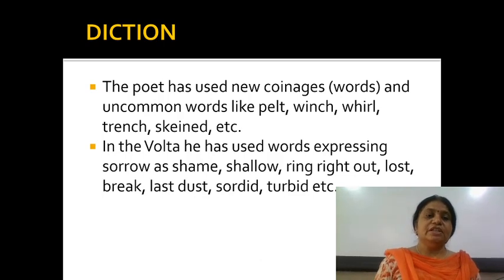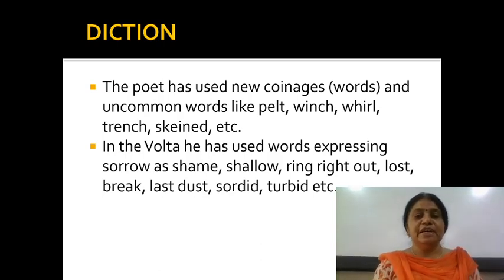Now, what is diction? Diction means words, terms. So we have to look for terms and words which are selected by the poet from any particular field. In this poem, the poet has used new coinages. New coinages means he has made or devised his own words for his particular use, and he has also made use of uncommon words. For example, pelt, winch, whirl, tench, skeined, etc. A lot of words he has used.